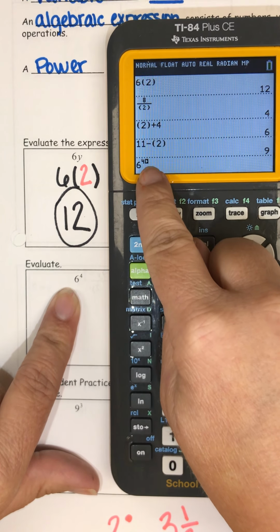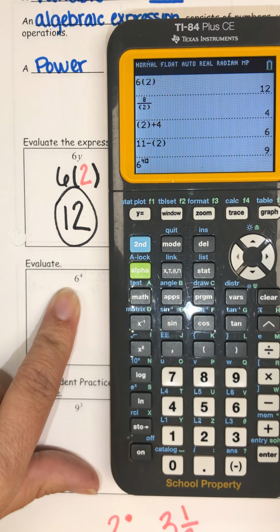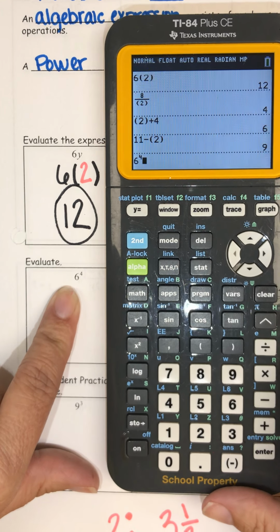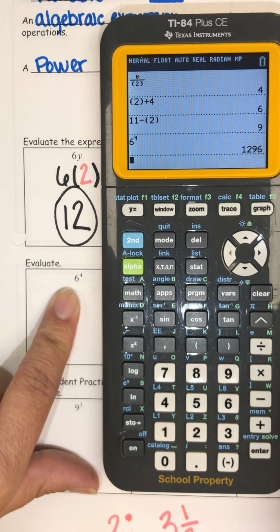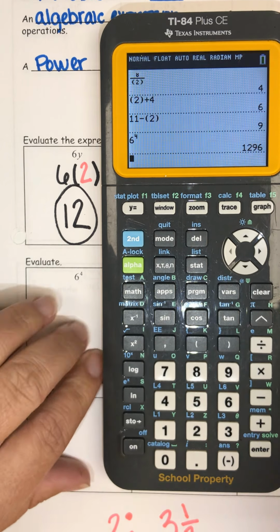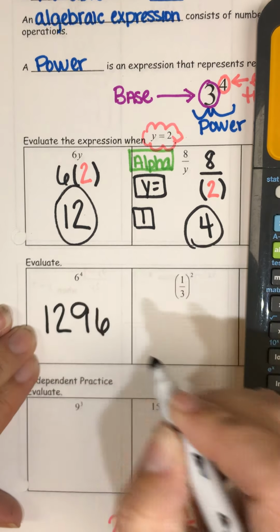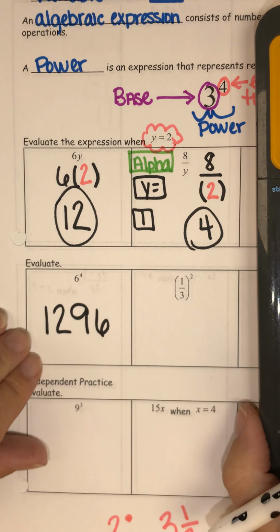And notice it's still up there in the top. If I need to enter more information, I could click over and then it comes back down. But in this case, I didn't have to, so I could just click enter, and my answer is 1,296. So there's no work to be done on my paper on this one.